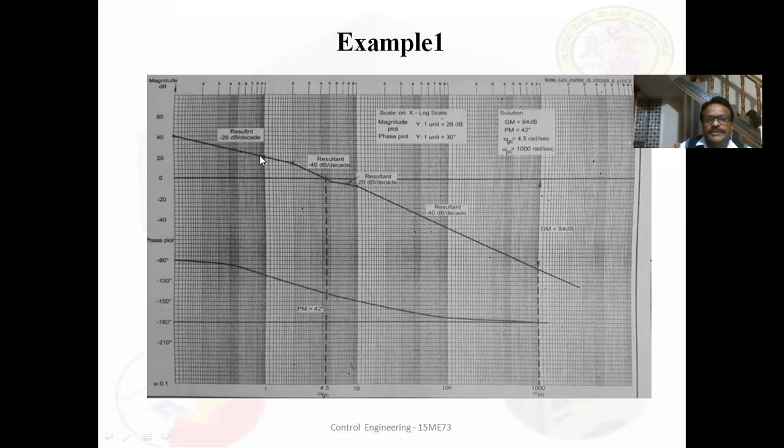Per decade means from here to here, so from here to here we need to join, then it has to be extended. What is the next corner frequency? That is 2. Start at 0.1, then it ends at the next corner frequency, that is 2 radian per second. Then coming to another slope, that is one first order pole at this point.